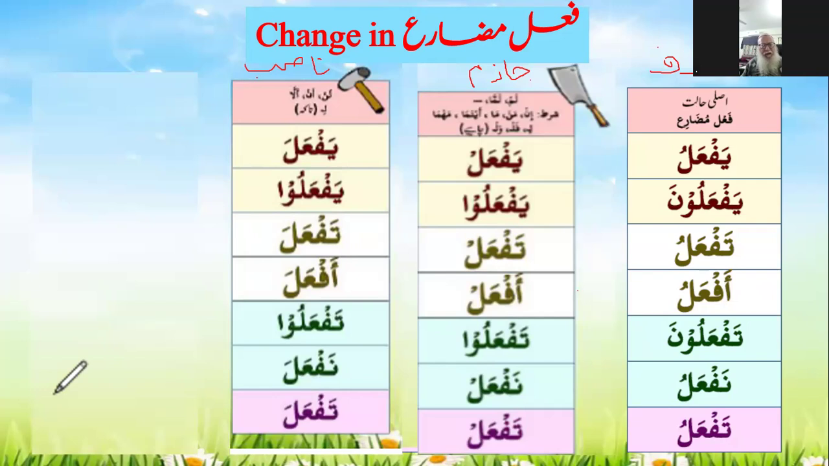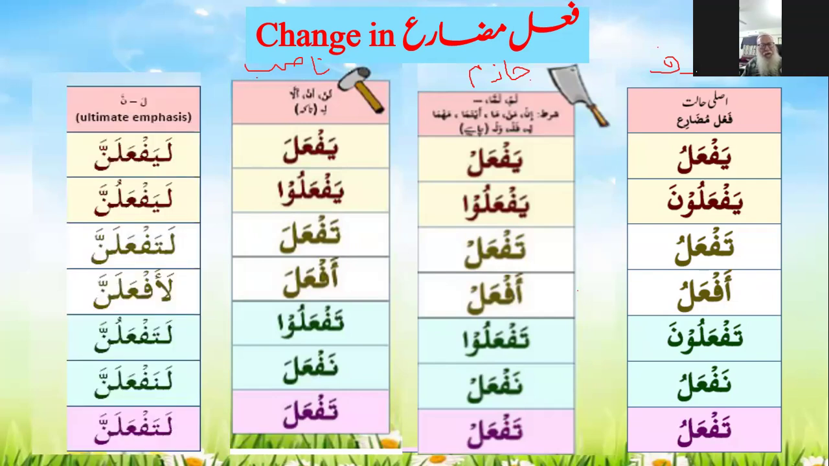Then there is another type when lam ta'kid comes with nun mushaddad. Lam ta'kid with nun mushaddad, ultimate emphasis. What happened? La yaf'alanna, la yaf'alunna, la taf'alanna, la af'alanna, la taf'alunna, la naf'alanna, la taf'alanna. All the five in hand, lam gets the fatha.